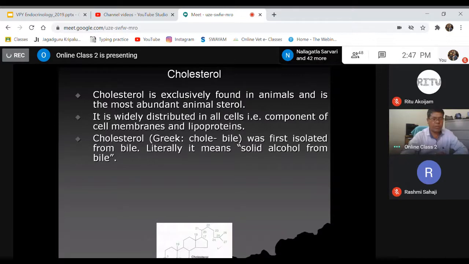It is derived from the Greek word kol, which means bile, because it was first isolated from the bile. Literally, it means solid alcohol from the bile.